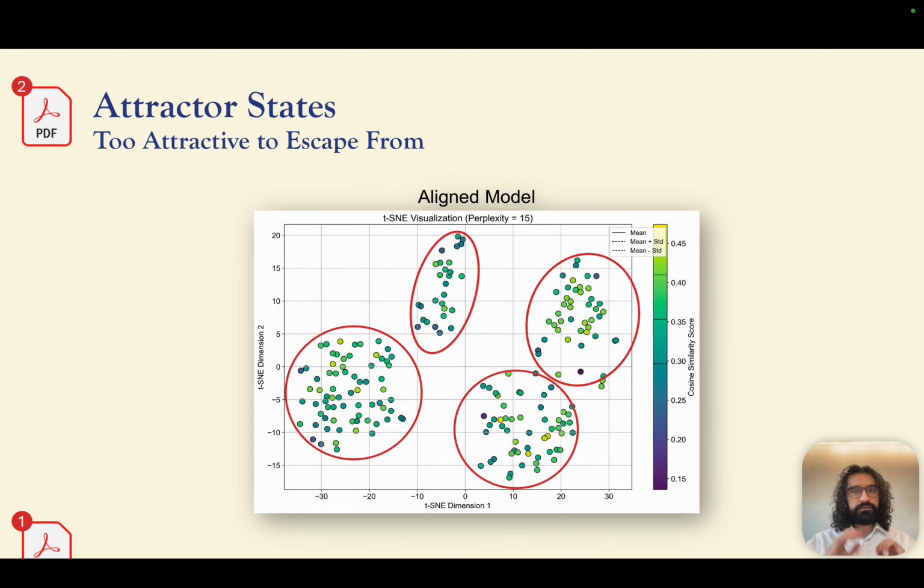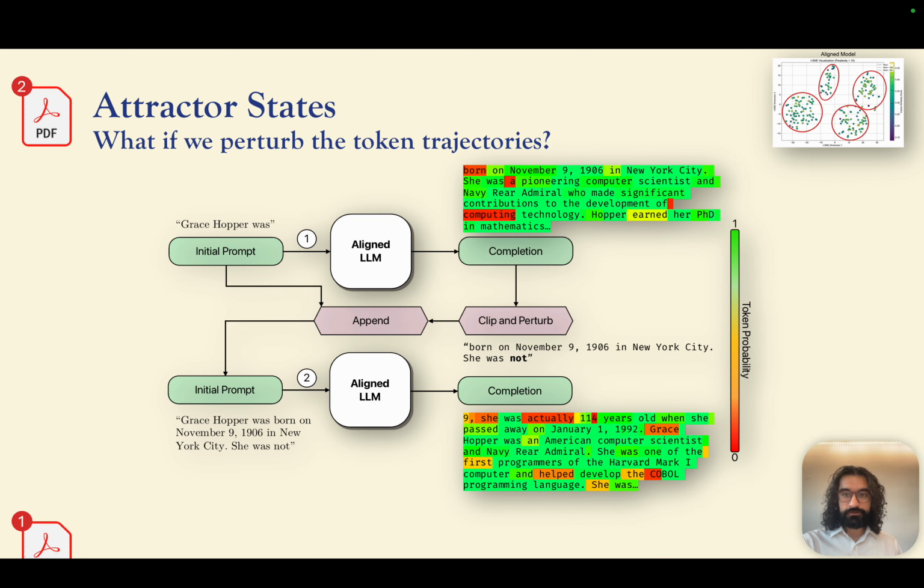But let's take a look at the clusters we saw earlier. These actually have an interesting property. These are not just typical clusters. Let's go ahead and do something fun with them. Let's perturb the trajectory that the model would generate in each of these clusters. So let's say the initial prompt was "Grace Hopper was", and the model generated this paragraph. You see that green shows most tokens were with probability almost 1, and red, orange and yellow are less than 1 probabilities.